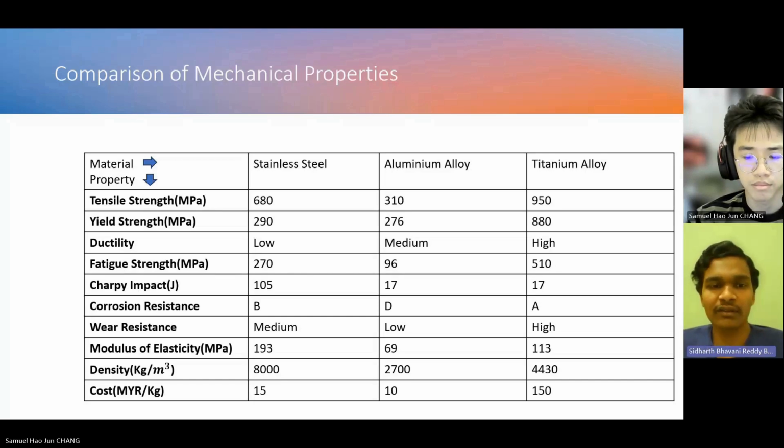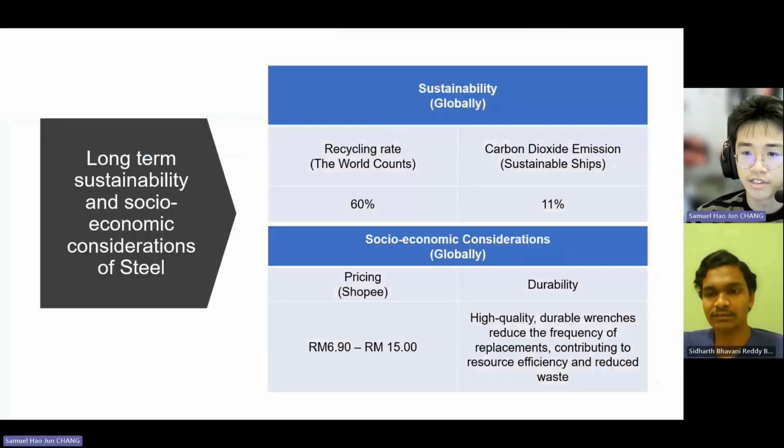Now, my friend Samuel will throw light on sustainability and socioeconomic considerations. Thank you, Siddharth. After looking at the comparison, our final decision for the material selection is to use AISI 316 stainless steel. Now, let's take a look at the sustainability first of the material chosen, which is steel.